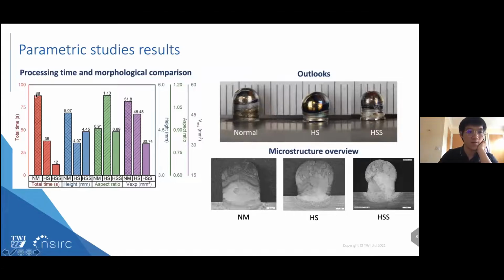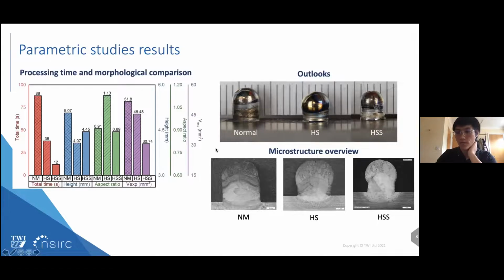So from the initial, we can say the total time gradually reduced from 87 seconds to 12 seconds for the final method, which is around 80% reduced. But because of the balance of the wire feeding speed and the travel speed, the deposition height has not changed too much. It's still around 4 or 5 millimeters in height.